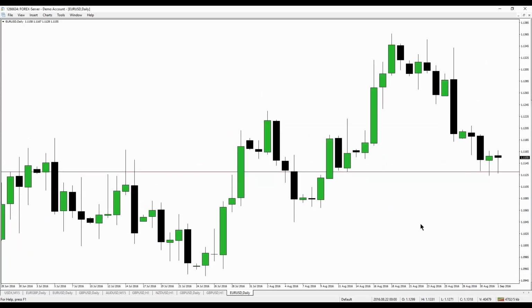All right, so we may have a setup in euro versus the dollar now. Prices came down and hit the order block here.